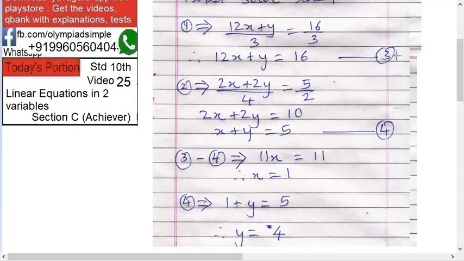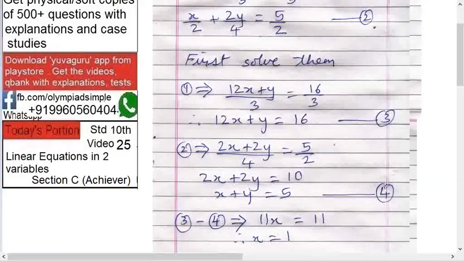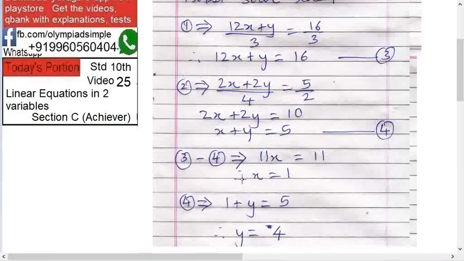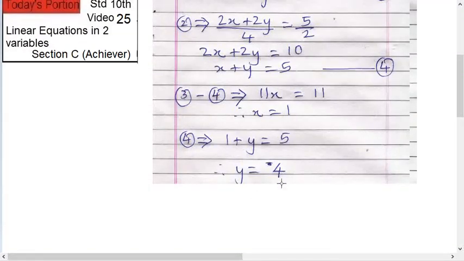Now the equations are easier. Earlier it was equations 1 and 2, and we have given them the new numbers, 3 and 4. So what's difficult now? Subtract 4 from 3: 12 minus 1 is 11, and 16 minus 5 is 11. So x equals 1. Put it in 4: 1 plus y equals 5, so y equals 4. So x equals 1, y equals 4.